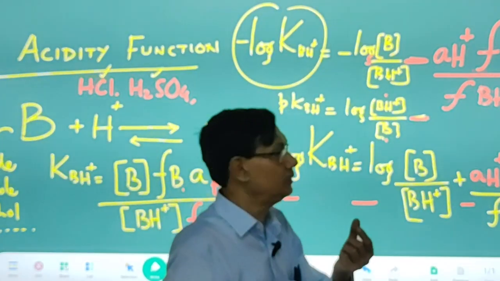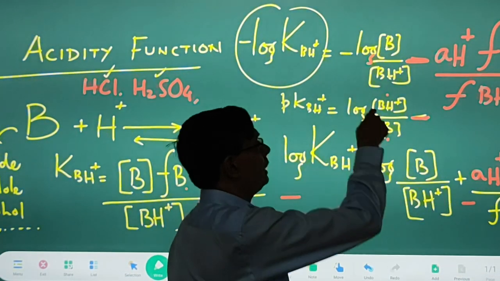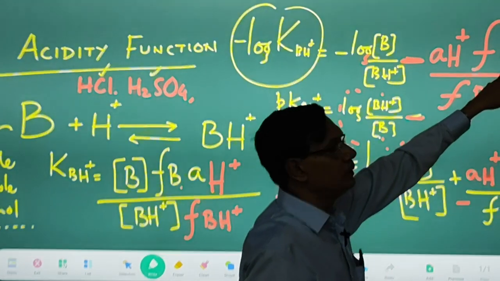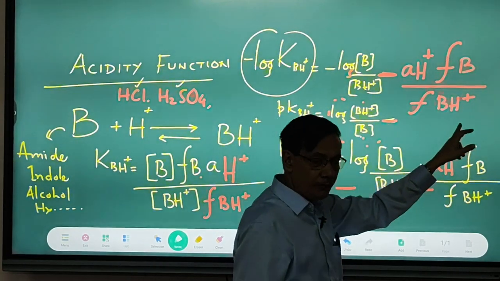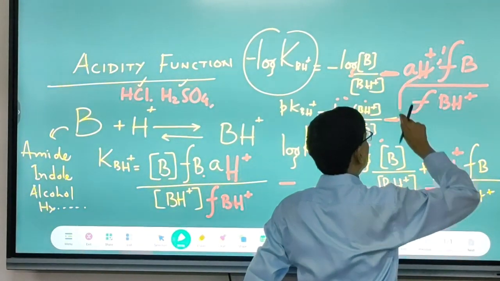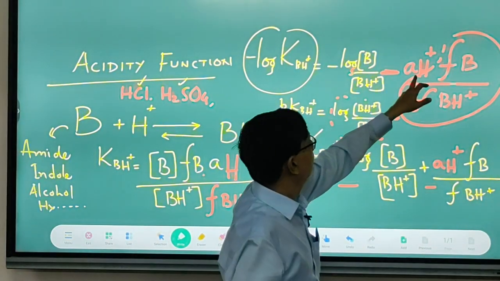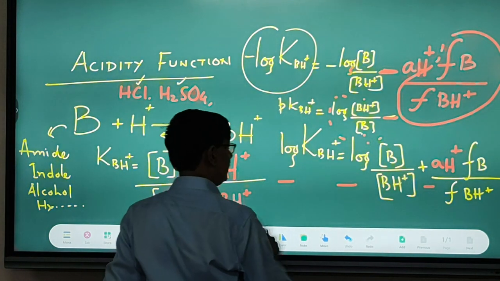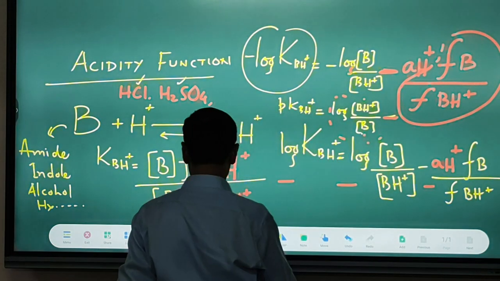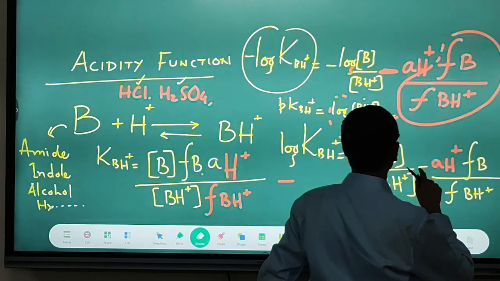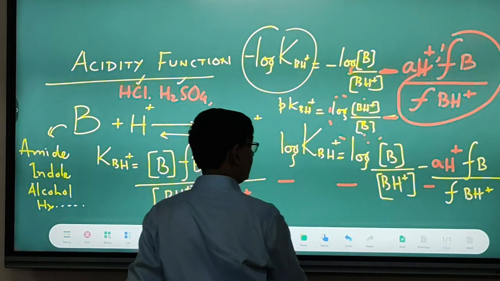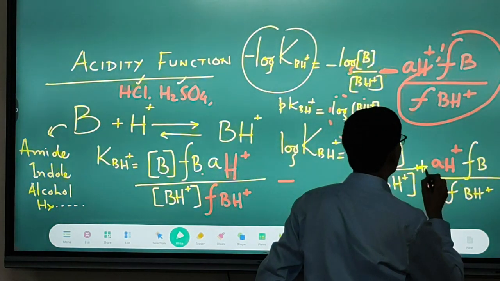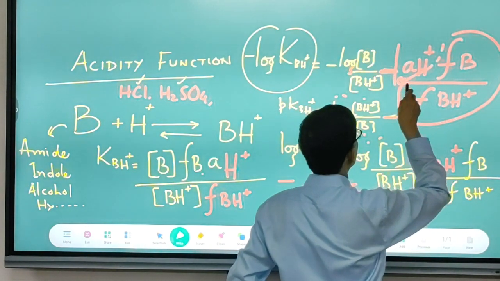If the solution is very dilute, the acid is unable to protonate the base, so this part can be eliminated. And since the solution is dilute, there is no question of the activity coefficient of the molecular species, and the activity coefficient of the protonated species we can also remove. Sorry, I should write this again.